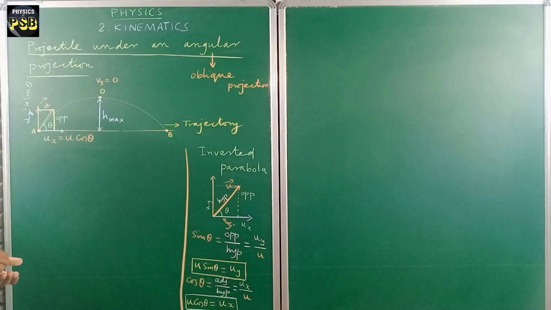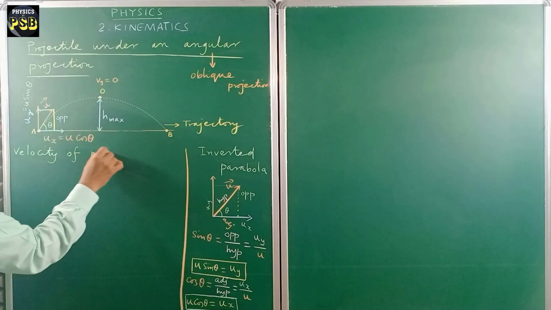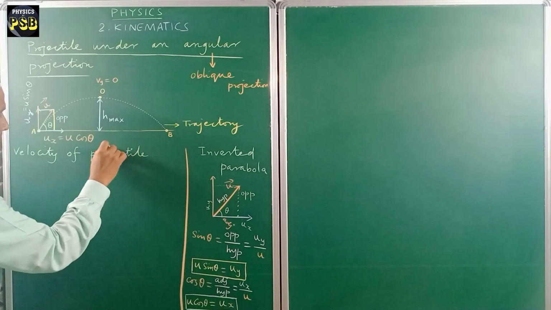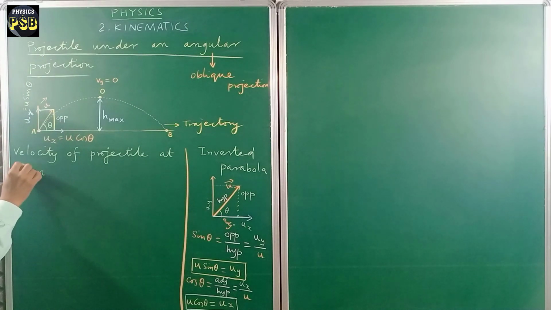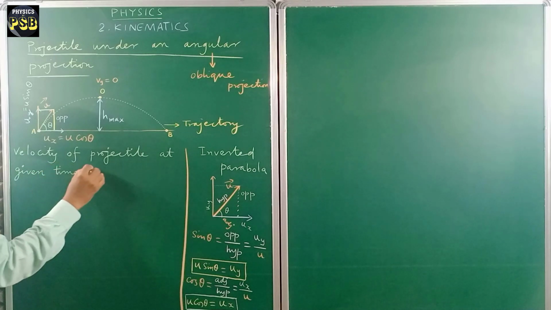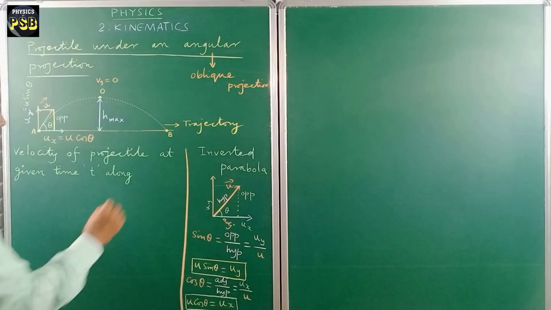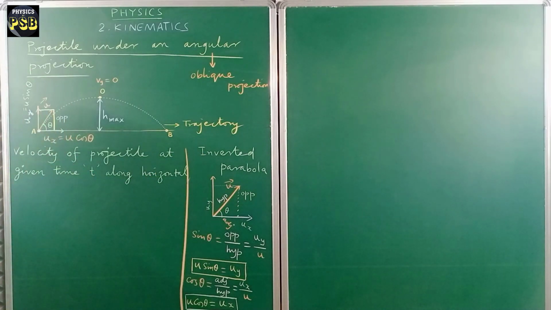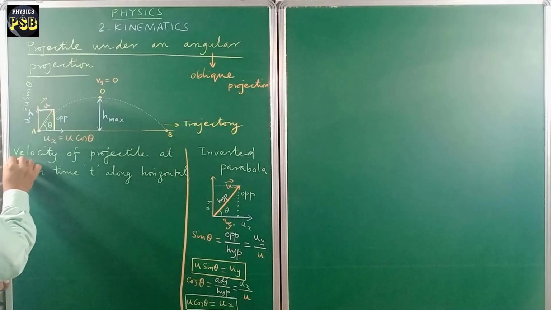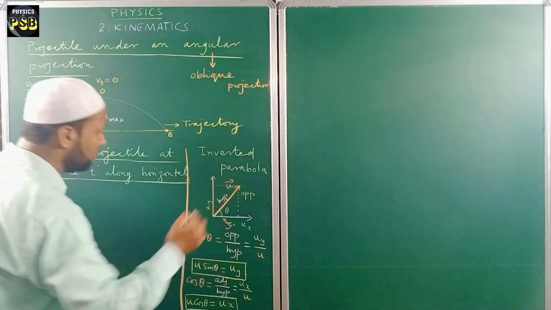Okay, so in this way, what will be the velocity of a projectile at a given time t along the horizontal direction, or you can call it the velocity in the horizontal motion? Let me get the expression for velocity here.